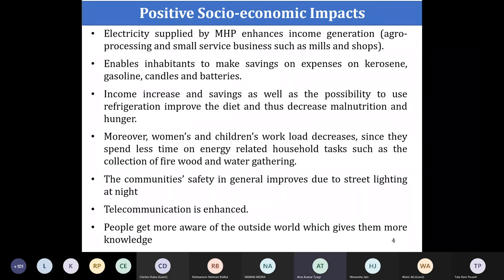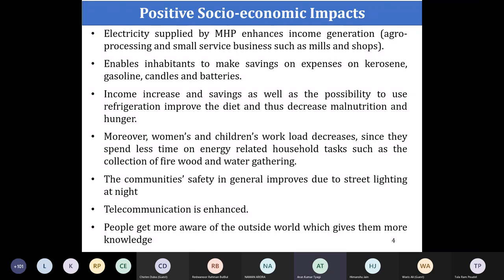Another socio-economic impact is that women and children's workload decreases, because they waste a lot of time collecting firewood or gathering water from the nearby area. When they get electricity in their houses, the workload decreases and they spend less time on energy related household tasks.